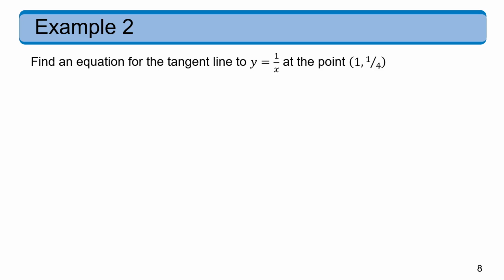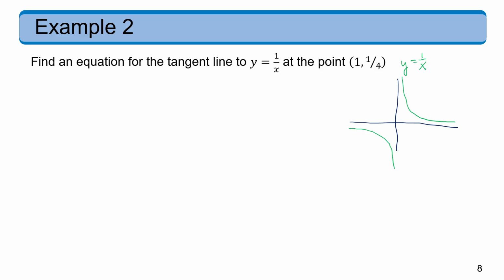In this example, we're asked to find an equation for the tangent line to the curve y = 1/x at the point (1, 1/4). So just a quick sketch to see what we're looking at. I'm going to first graph the curve y = 1/x, which is a familiar curve. It has these two separate pieces. So that's our curve y = 1/x in green.